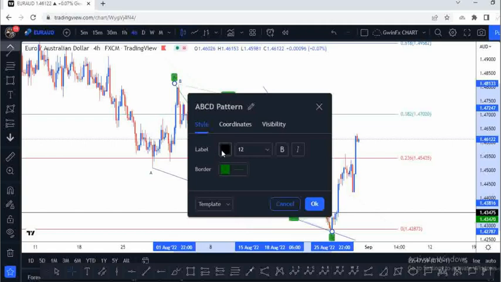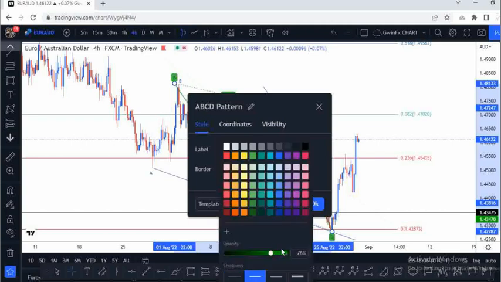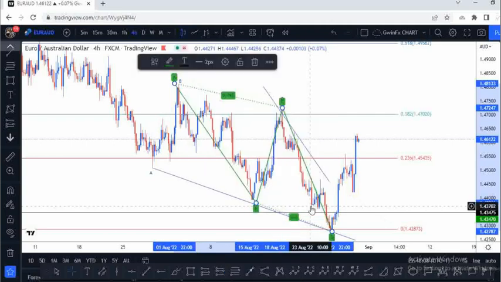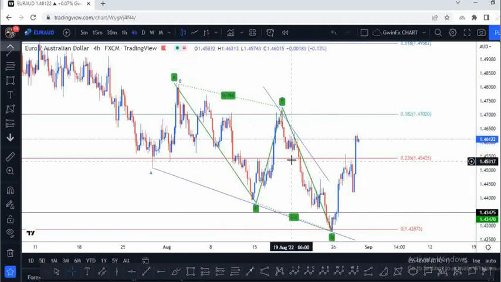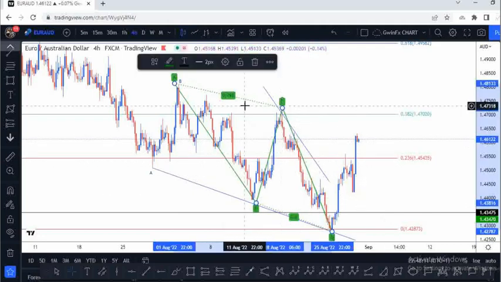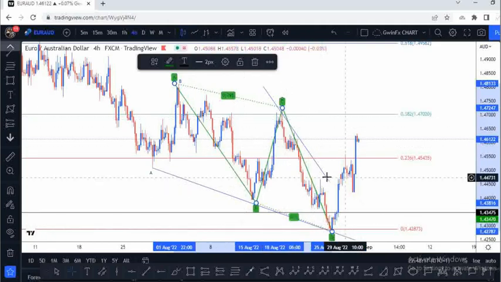Let me just go ahead and fill that line up. Okay, I think I can make it a little thicker in terms of the line there. So we could be looking at a possibility that price could create an ABCD structure, and that price could also move to the side.